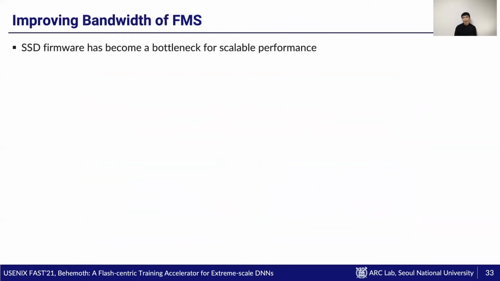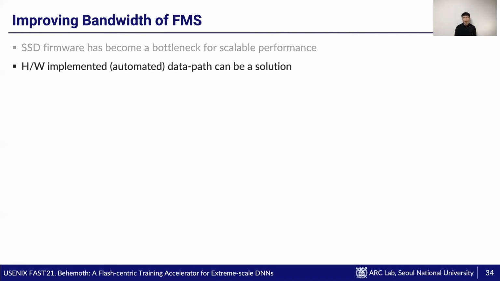First, I will explain how we can scale FMS bandwidth to several tens of gigabytes per second. Although modern SSDs use many NAND chips to increase their throughput, a single SSD fails to provide several tens of gigabytes per second bandwidth because the SSD firmware is becoming a new performance bottleneck. So, to overcome the firmware bottleneck, hardware automated data paths can be a solution.